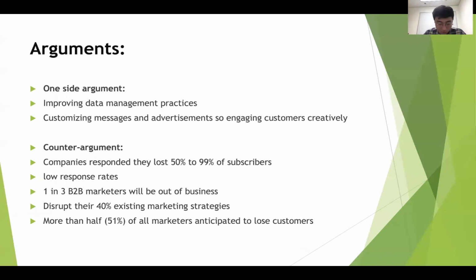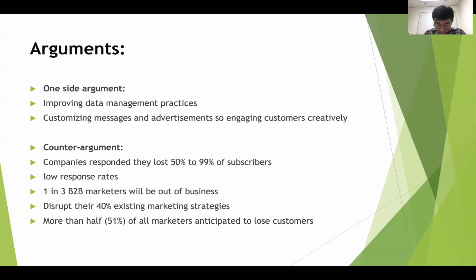What are some arguments and implications after the implementation of the regulation? One side argues the regulation will provide new strategies because firms will implement them to earn customer trust. It will also improve data management, so that a firm will implement new strategies to customize messages and advertisements, so customers will be creatively and more comfortably engaged by new strategies.